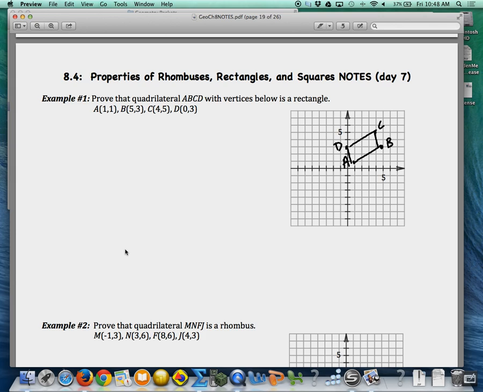Okay, so do you think that I can say ABCD is a rectangle because it looks like a rectangle? No, of course not. So we learned that rectangles are parallelograms. So the first thing that you have to prove is that this is a parallelogram.